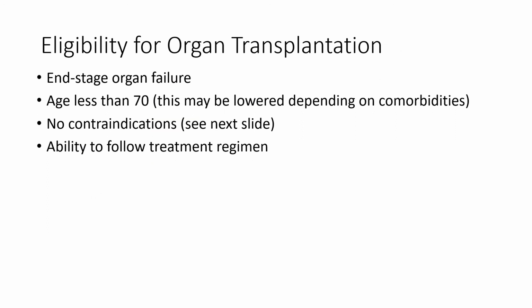So, eligibility for organ transplantation. Obviously, you have to have end-stage organ failure. You can't just decide, oh, I feel like having a new kidney. It has to be failing. You have to demonstrate that you need the organ. Now, this is controversial, but age less than 70, and again, this number may go down depending on comorbidities. So if you have a lot of other diseases, they may make this age even younger. No contraindications, which we'll see on the next slide.